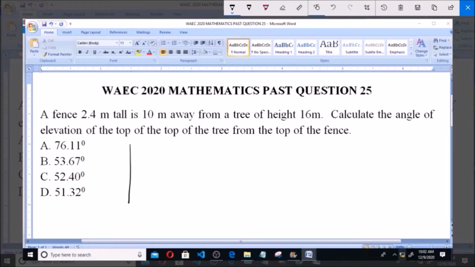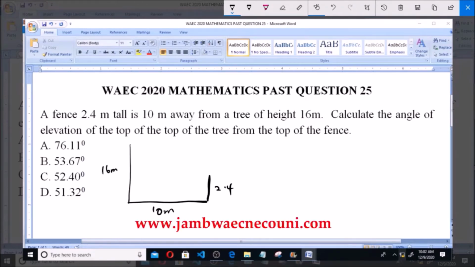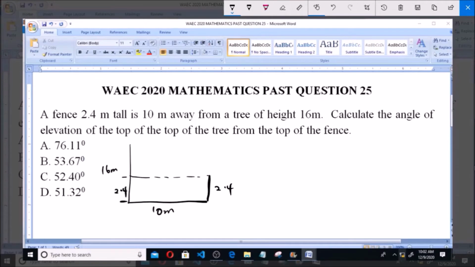Now the fence is 10 meters away from the tree. Let's assume this is 10 meters and this is the fence, because the fence is 2.4 meters high, but the tree is 16 meter high. So let's assume this is 16 meters. It simply means that here of this tree is also 2.4 meters. Then here will be 16 minus 2.4 meter, and 16 minus 2.4 will give us 13.6 meters. So from here to here is 13.6 meters.